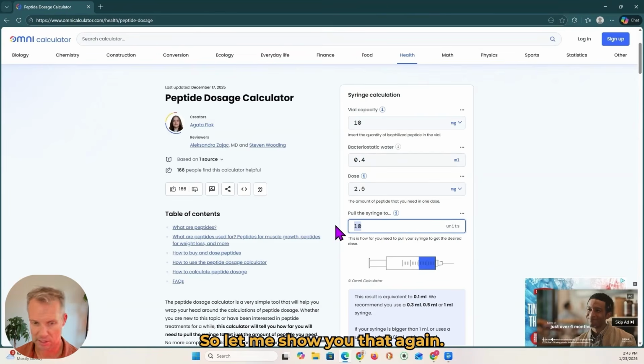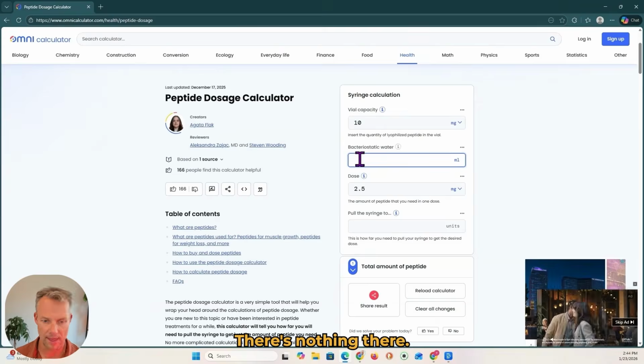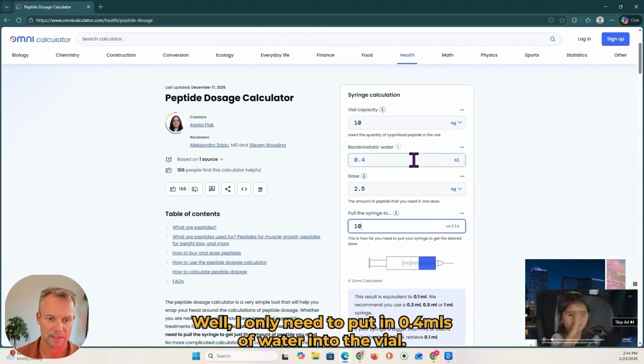So let me show you that again. Let me delete that. Look, for the bacteriostatic water, there's nothing there. Hey, I want to pull up 10 units. Well, I only need to put in 0.4 mLs of water into the vial.